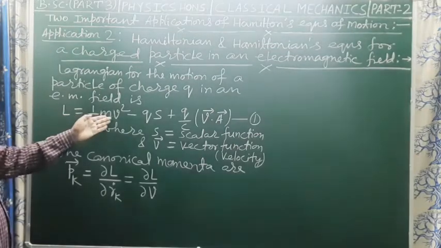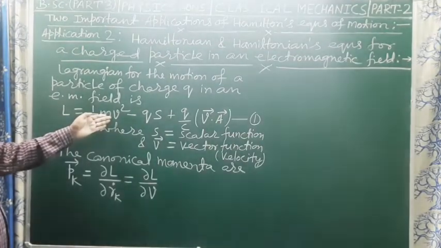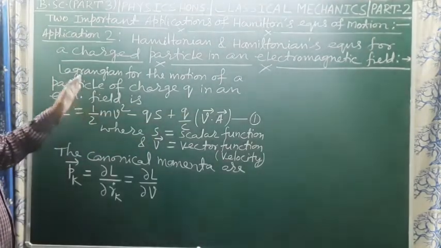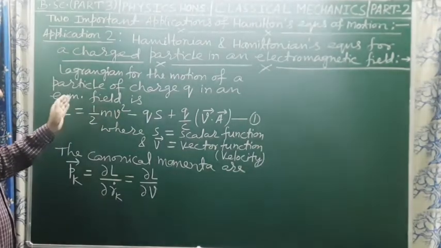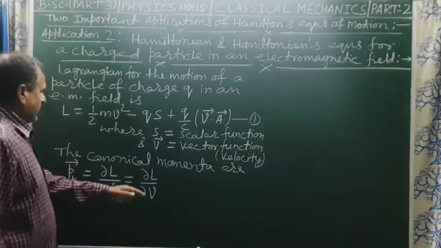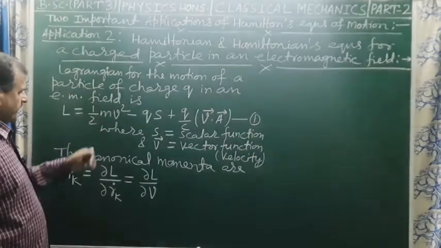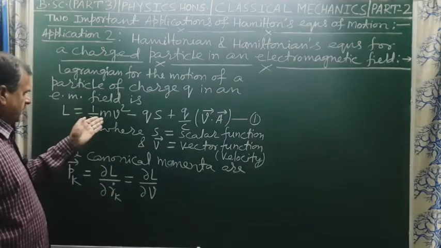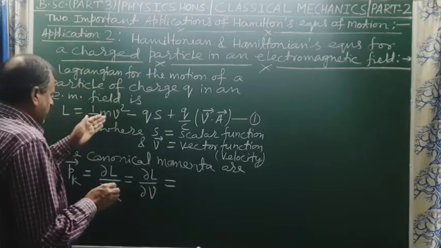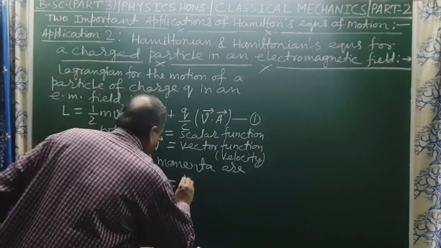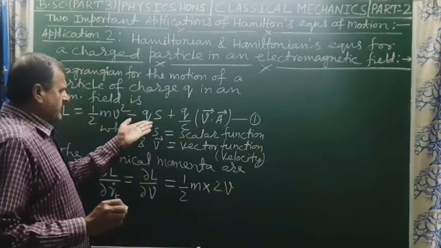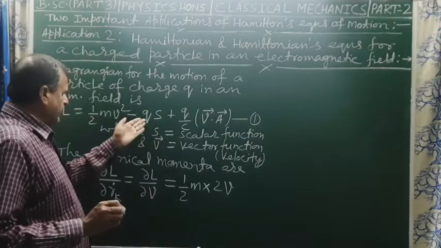So velocity term is present in the first term and also in the third term of equation 1, which is the Lagrangian of a charged particle of charge q in an electromagnetic field which moves with velocity v vector. So delta L upon delta v is equal to differentiating equation 1 with respect to velocity. In the first term, half mv square, after differentiating it with respect to v, becomes 1 by 2m, which is constant, 1 by 2m, and v square gives 2v. And the second term is independent of velocity, so its partial differentiation with respect to velocity is 0.